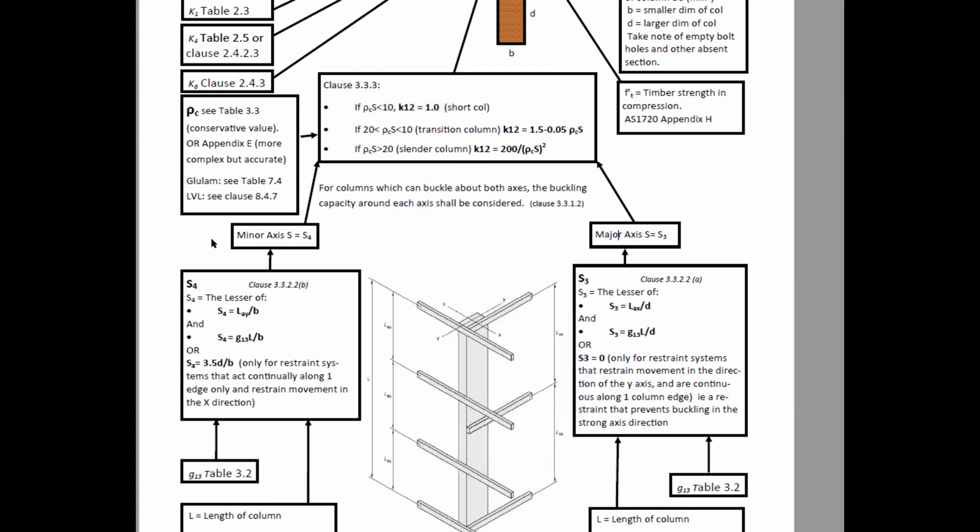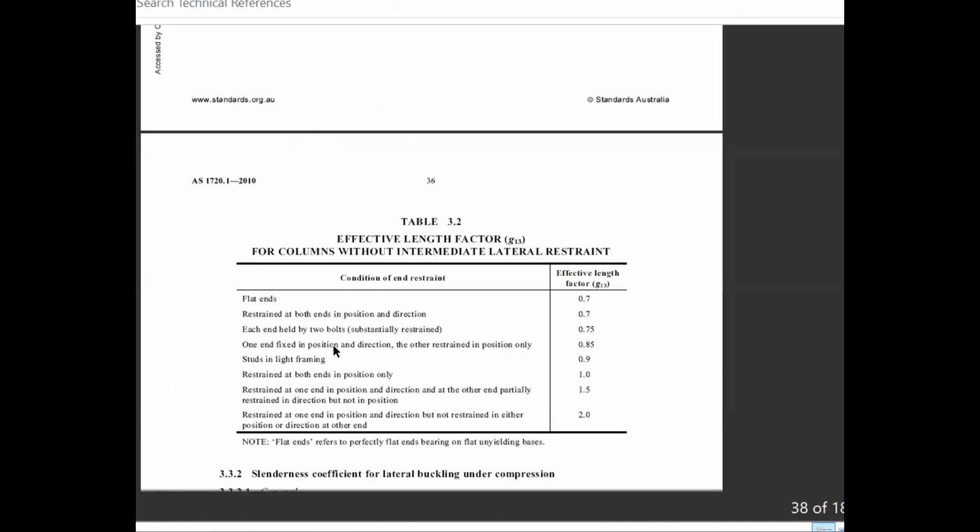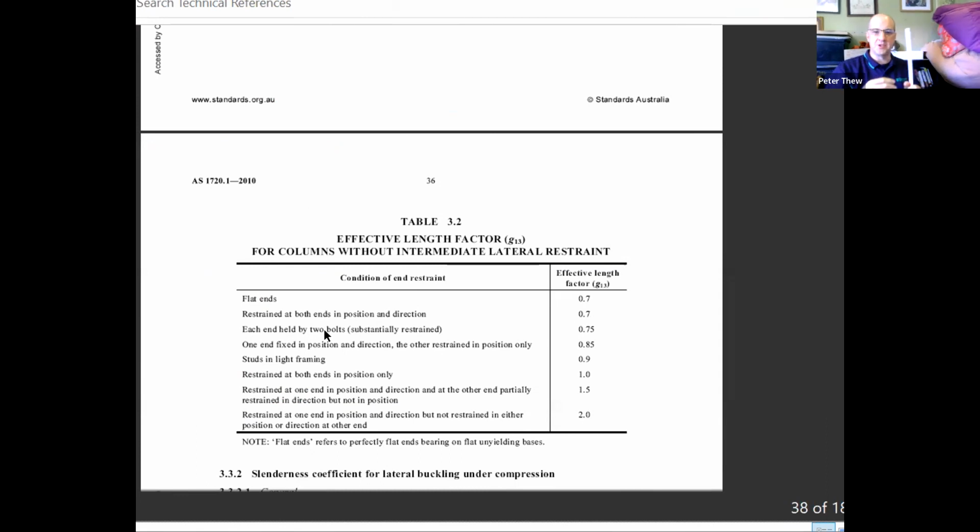And so with the 2 bolts on each end, it said it was substantially restrained. Yes. What about with the 4 bolts? Because I think you said something about that during your video. There it is. Each end held by 2 bolts, substantially restrained, 0.75. And what about when it's held in those 4 bolts in the square pattern on each end? I think that's trying to say that it's 2 bolts in each direction, so it's substantially restrained in both axes.